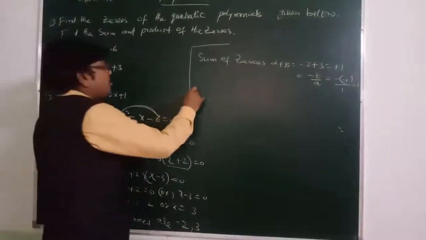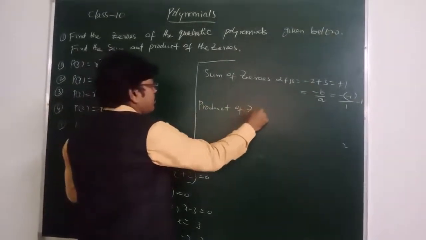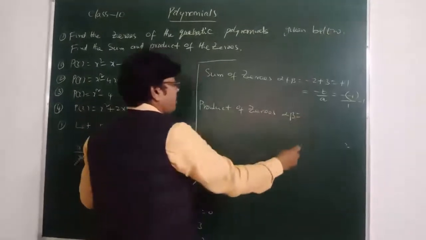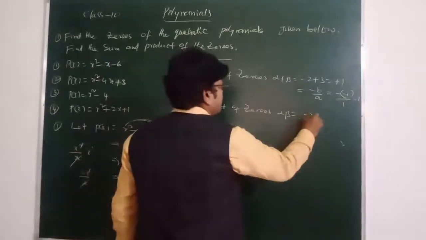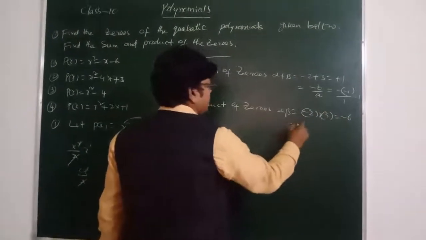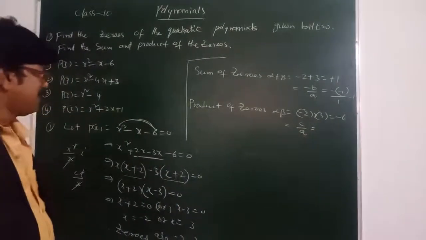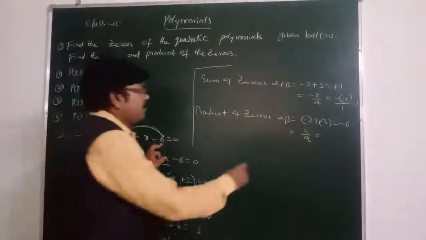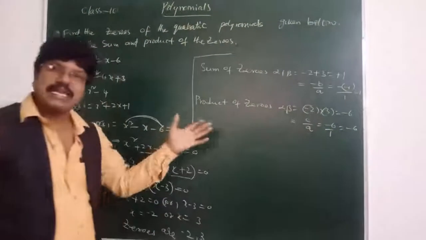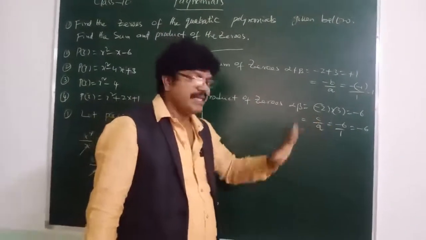And the product of zeros. Product of zeros alpha beta equals the product minus 2 into 3, which is minus 6. This is equal to c by a. So the formula is c by a. C means minus 6, so minus 6 by 1 is equal to minus 6. So directly we can also find the product of zeros alpha beta as c by a.